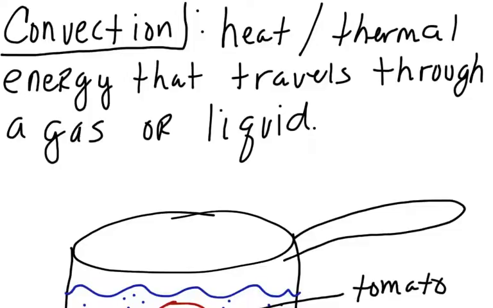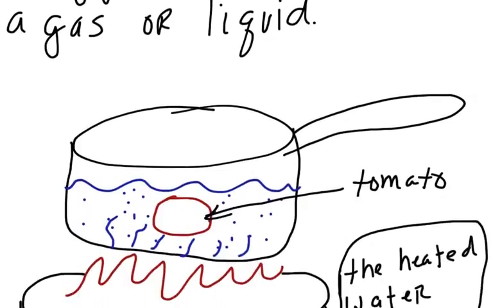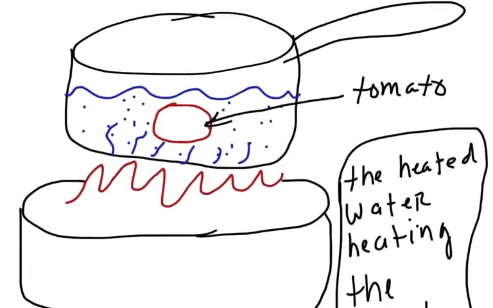Now, convection is heat/thermal energy that travels through a gas or a liquid. And one example of this is you heating up a pan of water that has a tomato floating in the water. Well, the fire heats up the water. And when the water is getting heated up, it heats up the tomato by convection currents. That means that this tomato is getting warmer or getting hotter by the heat from the water. Not from the heat from the bottom of the pan, but from the heat from the water.